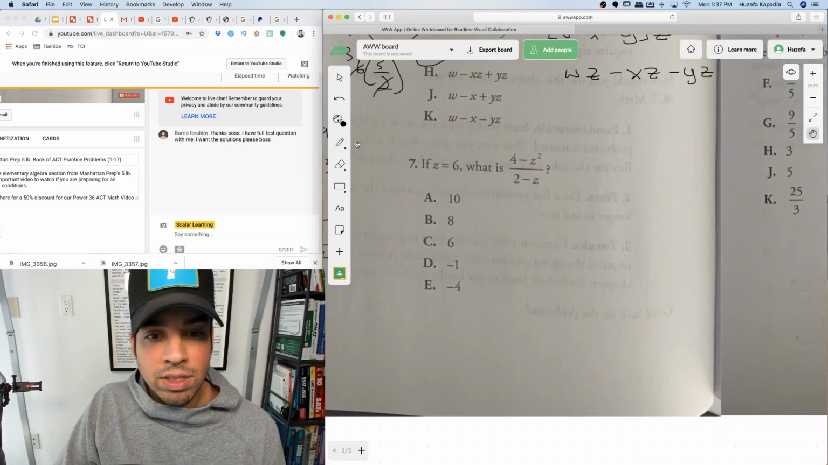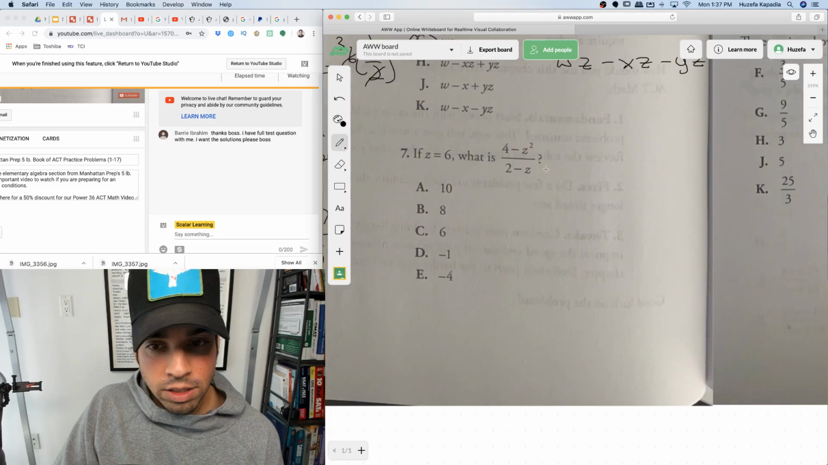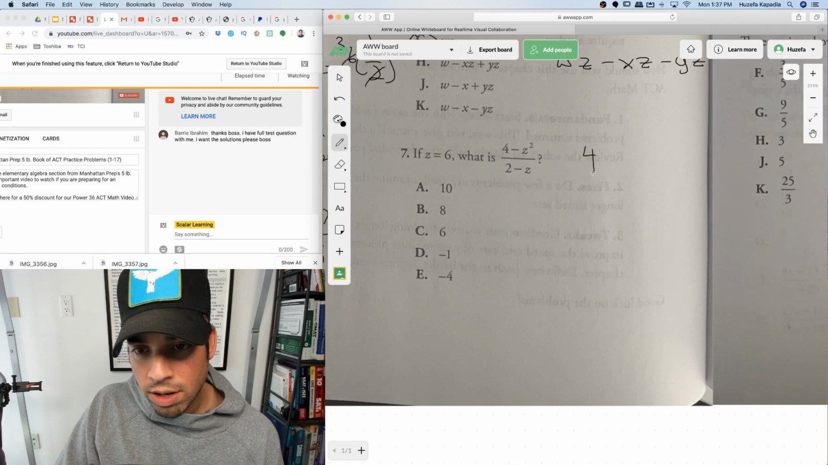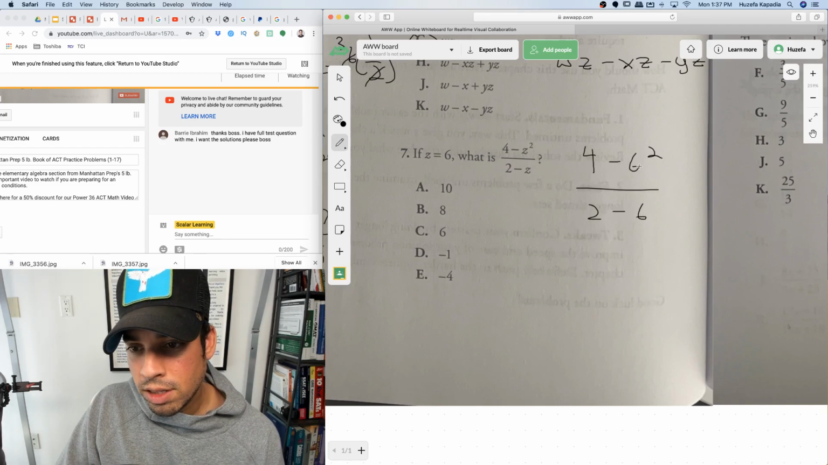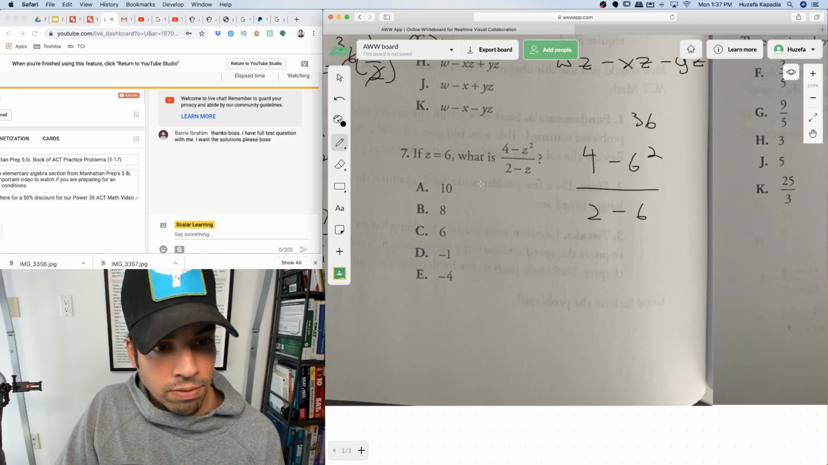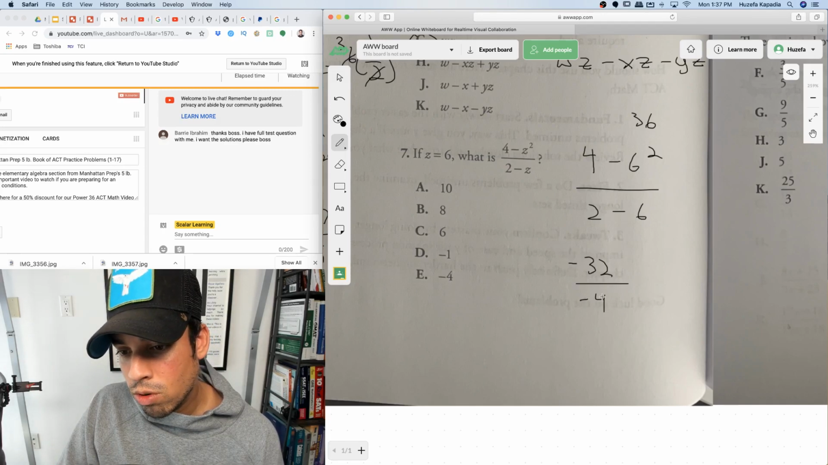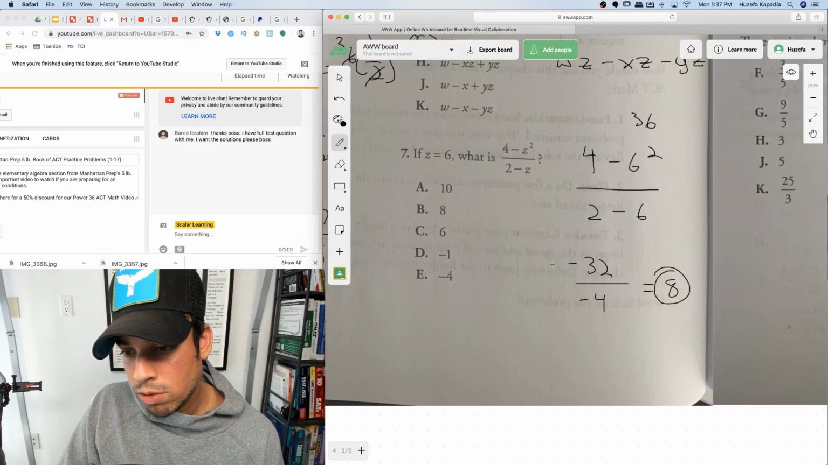All right, next, if z equals, let me just make sure I didn't make a mistake. Yeah, okay. If z equals 6, let's plug it in. So I have 4 minus 6 squared over 2 minus 6. 6 squared, of course, is 36. So 4 minus 36 is negative 32. 2 minus 6 is negative 4. Negative 32 over negative 4 equals positive 8.